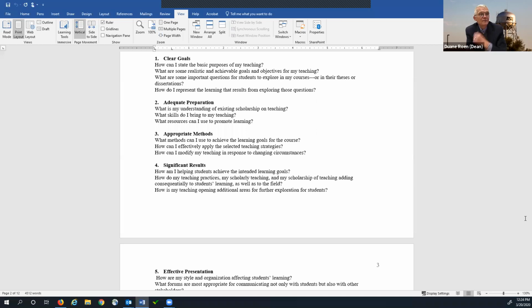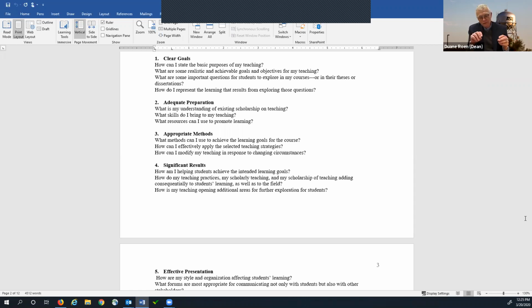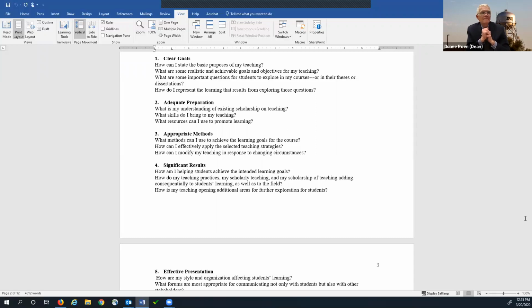And then significant results. Those of you who do research, you know that if you do empirical research, there's the level of significance that we use in statistical analyses. But regardless of the kind of results that we get, let's say we're doing historical work rather than quantitative or qualitative, what constitutes significant results from a historical study?